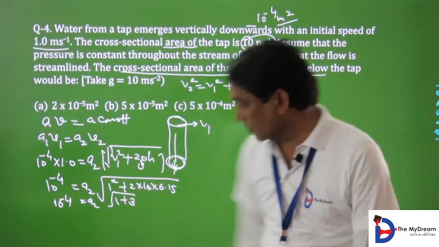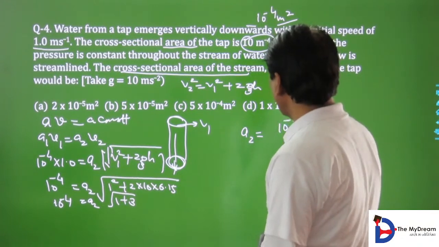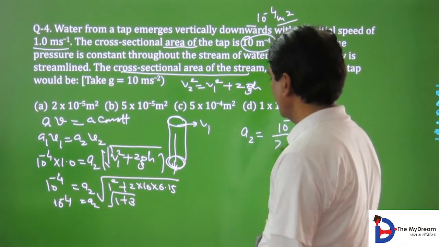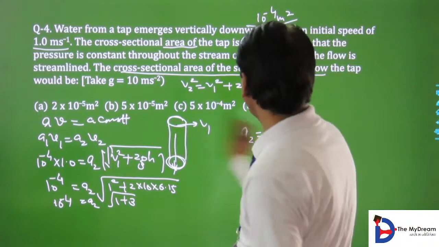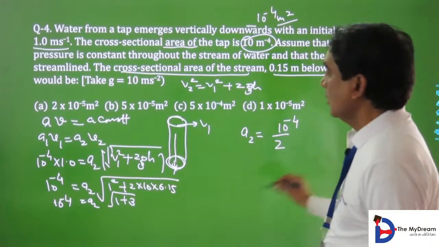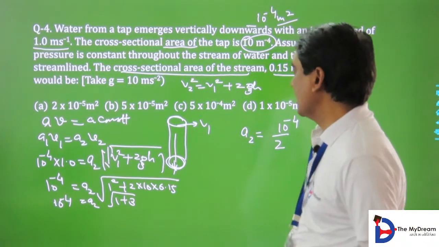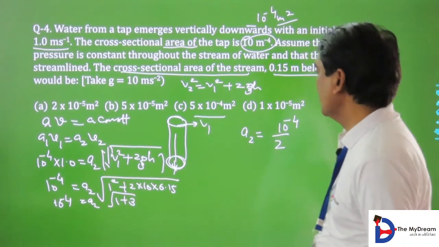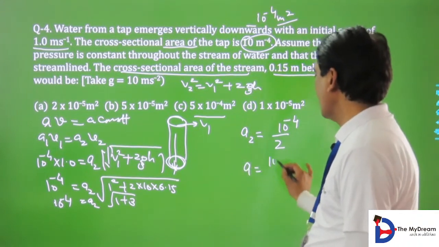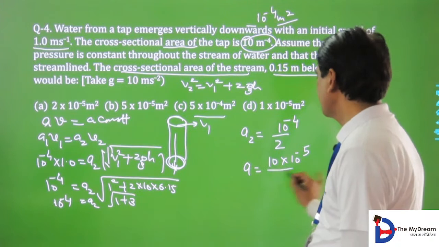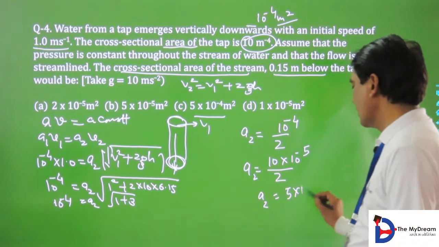And the square root of 4 you know. A2 is equal to 10 raised to the power minus 4 divided by 2, because the square root of 4. Is there any option? No. This is 2 into 10 raised to the power minus 5. This one is 5 into 10 raised to the power minus 5. This one is 5 into 10 raised to the power minus 4. So you can write it like this. So A2 will become 5 into 10 raised to the power minus 5.